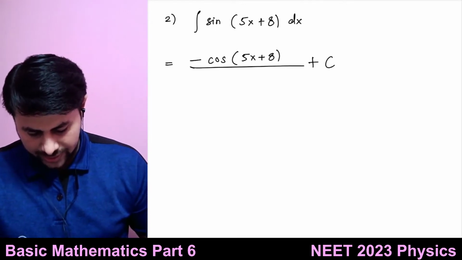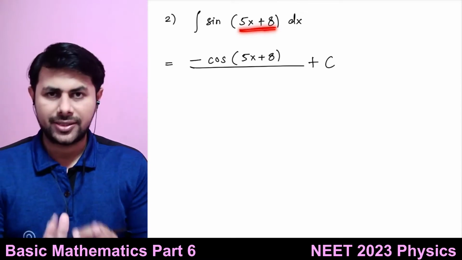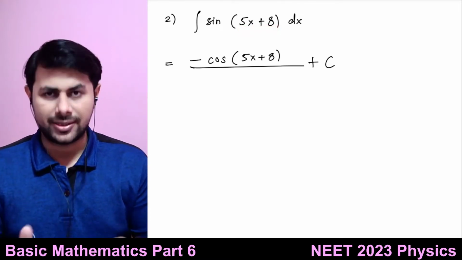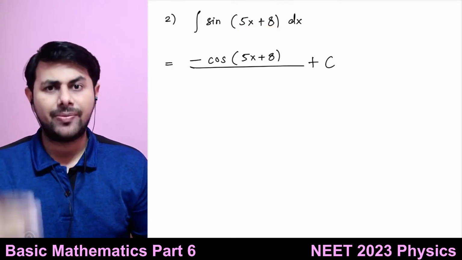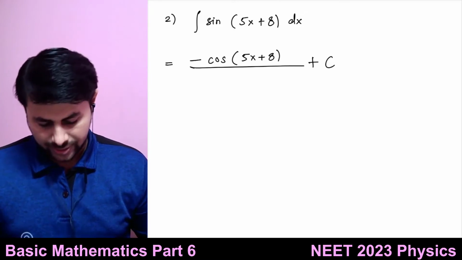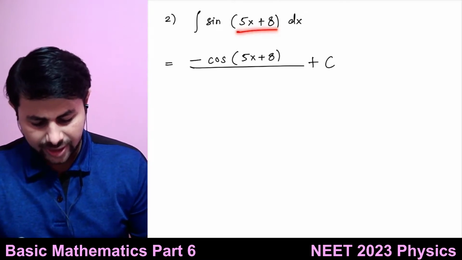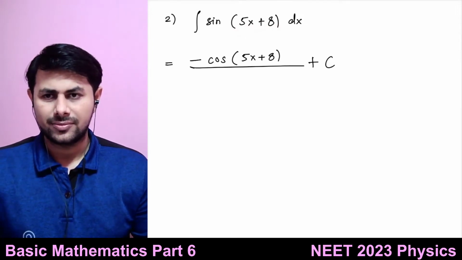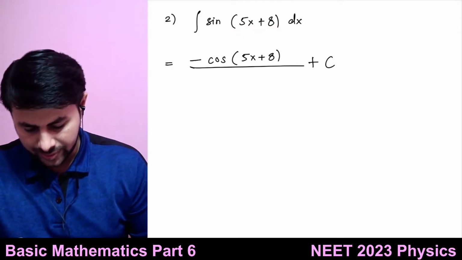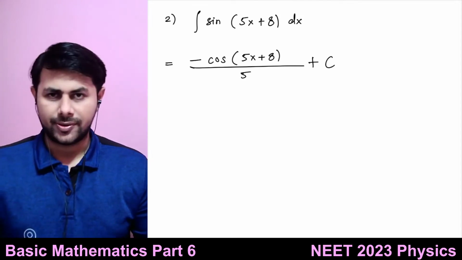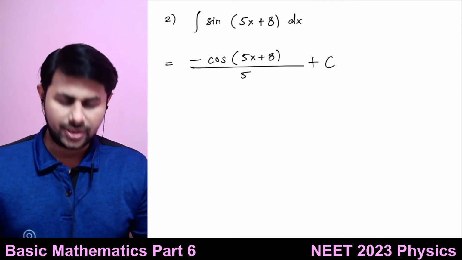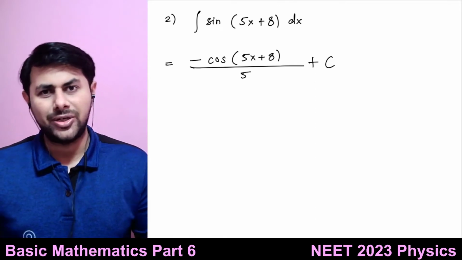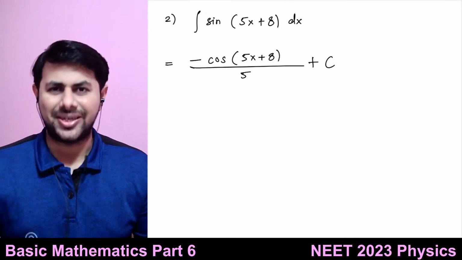And since I don't have x here, I have some function of x inside the bracket, I will divide by the derivative of that function. So what is the function inside the bracket? It is 5x plus 8. What is the derivative of that? 5. Okay. So simple. No need to substitute t and do all of that. Actually, we are doing all of that, but inside our mind.